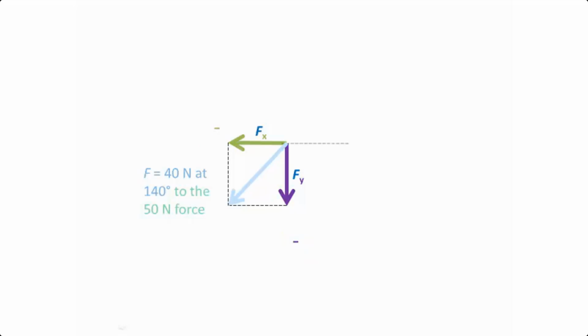Now we need to put information in that we know about the direction of F. And we know that the 40 Newton force F acts at 140 degrees to the 50 Newton force. And we know the 50 Newton force acts along the x plane, the horizontal direction. But now more useful for us would be this angle here. We know that Fy is along the y-axis of our Cartesian plane, and Fx is along the x-axis of the Cartesian plane, and those two axes are at right angles to one another. So it's very easy to see what this angle here will be.